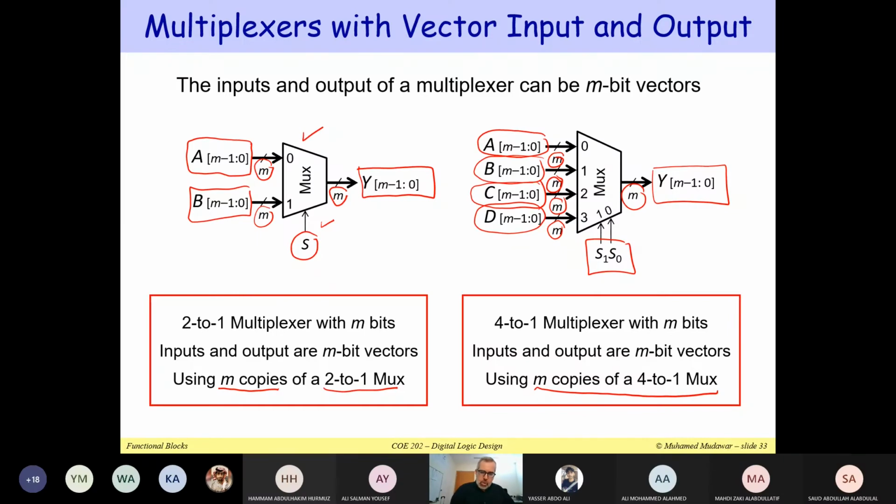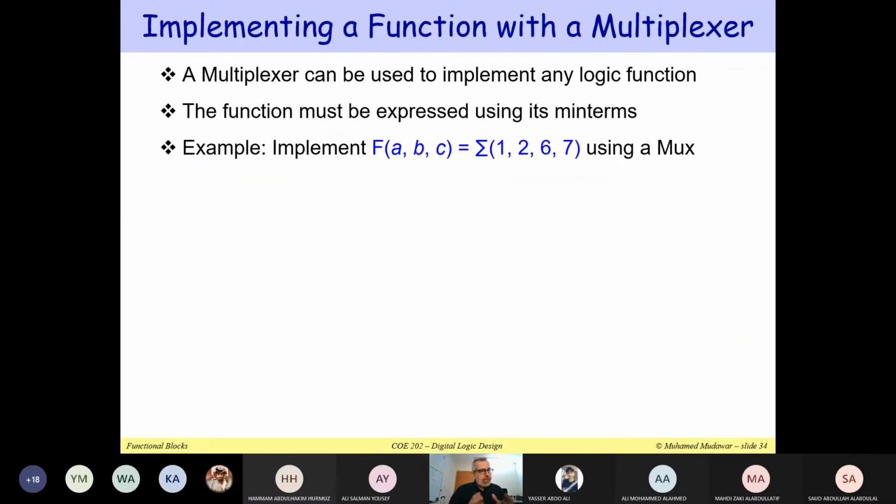I would like to show you how we can implement any function with the multiplexer. So we can use multiplexers to implement any logic function. Let us take a look at this example. I have a function f here. It's a function of 3 variables. Here my variables are a, b, c, and the minterms are 1, 2, 6, and 7.